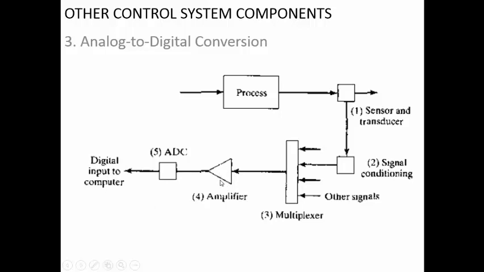Now ADC is analog to digital converter. It is going to convert the analog signal into a digital value, which means here you are going to get 2.5 volts. The 2.5 volts will be converted into a binary number format, that is a digital value, and that signal will be sent to the computer. So it will be converted into a series of bits, and that bit information is sent to the control system or to the digital computer.